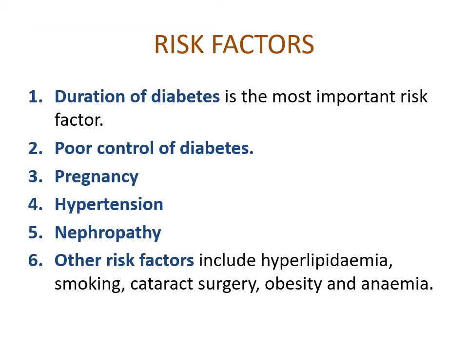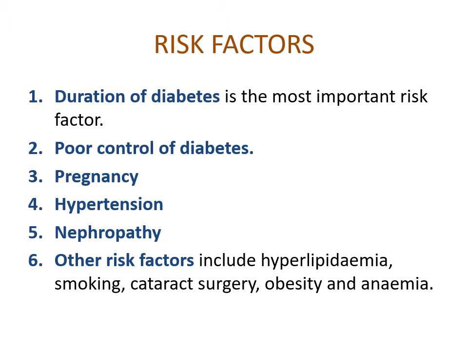Very important now, risk factors for developing diabetic retinopathy. First and foremost is duration of diabetes, which is the most important risk factor. In patients diagnosed with diabetes before the age of 30, the incidence of developing diabetic retinopathy after 10 years is 50% and after 30 years is 90%. It appears that duration is a stronger predictor for proliferative disease than for maculopathy, which I will be discussing in the slides ahead. Then second is poor control of diabetes.